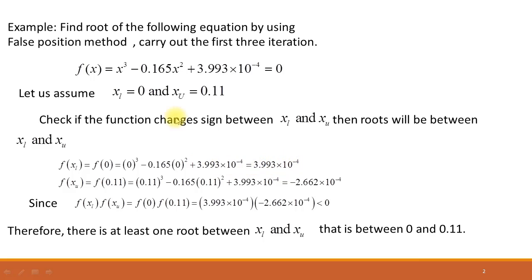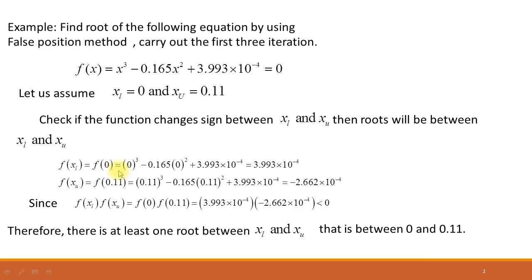Now to check the sign of the function at the upper limit of the interval, function at xu, the xu value is 0.11. So putting this value in the given equation, 0.11 whole cube minus 0.165 multiplied 0.11 square plus 3.993 multiplied 10 raised to power minus 4, and after using a simple calculator we can calculate this expression which is equal to minus 2.662 multiplied 10 raised to power minus 4.